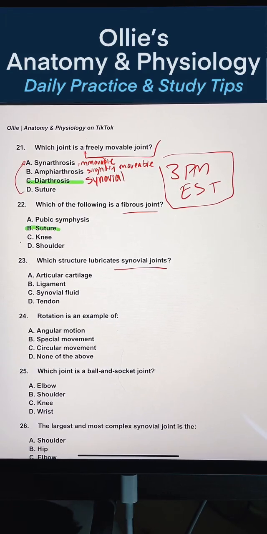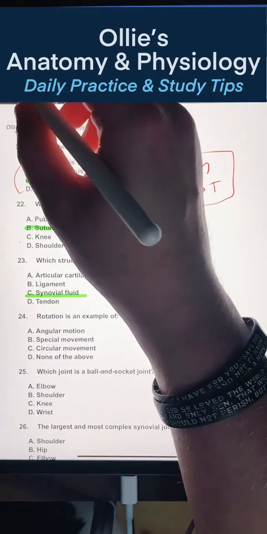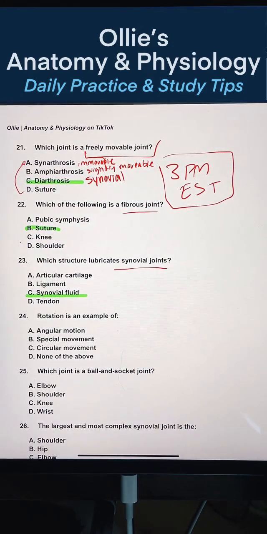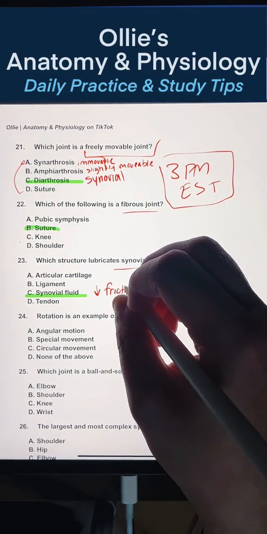Number 23, what structure lubricates synovial joints? The answer is C. It is synovial fluid. This is secreted by the synovial membrane. This is essentially going to reduce friction.